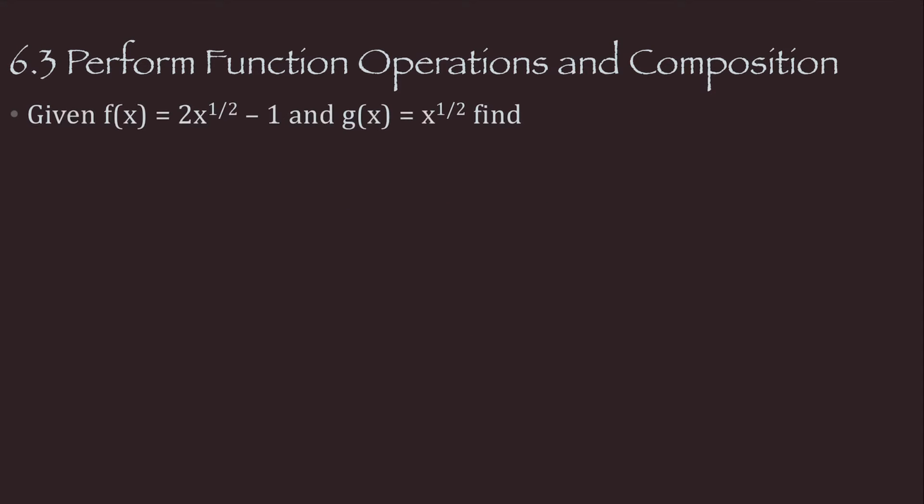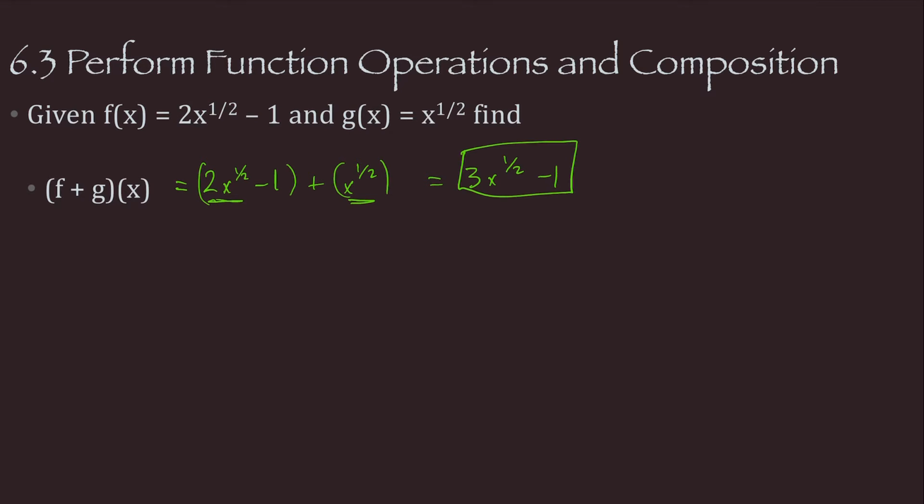So let's practice with that. So here are 2 functions. Find f plus g. So f first plus g. So I have 2x to the 1/2 plus x to the 1/2 would be 3x to the 1/2, then minus 1. Combine like terms. And then that was our answer.